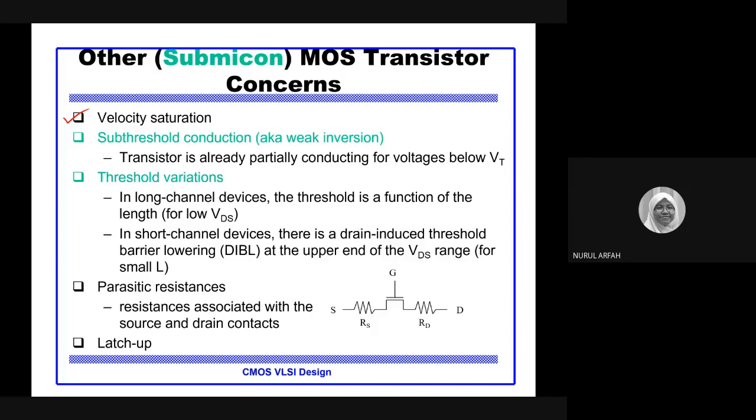And then the threshold variation is when, if you have a long channel device, the threshold is a function of the length for low drain source voltage. But for the short channel device, there is drain induced barrier lowering, and some other effects. We call it drain induced barrier lowering, or DIBL, at the upper end of the VDS range for small L. And then we have the parasitic resistance, which is the resistance associated with the source and drain contacts here. And the last one is the latch up.